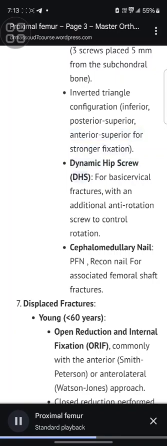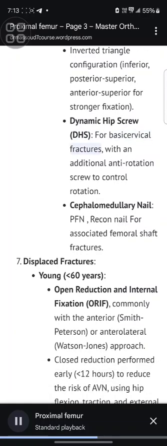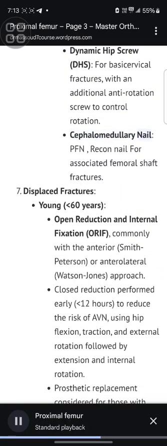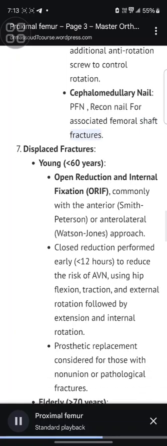Dynamic hip screw, DHS, for basicervical fractures, with an additional anti-rotation screw to control rotation. Cephalomedullary nail, PFN, Recon nail for associated femoral shaft fractures.